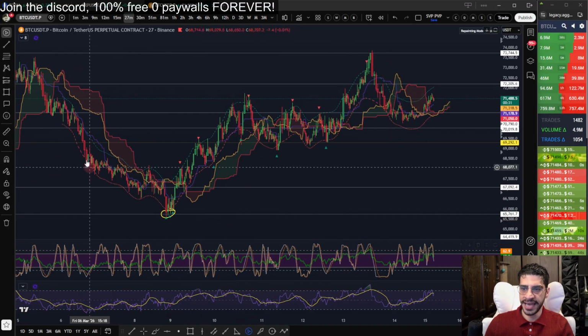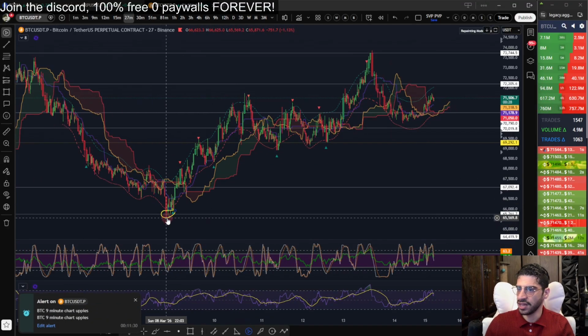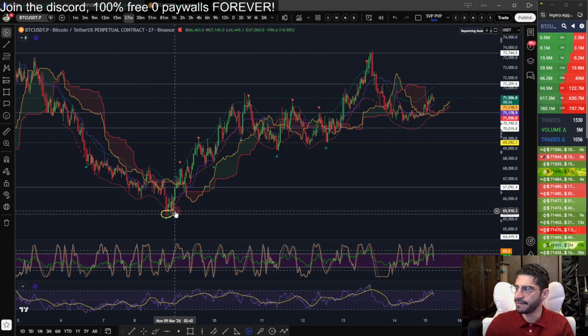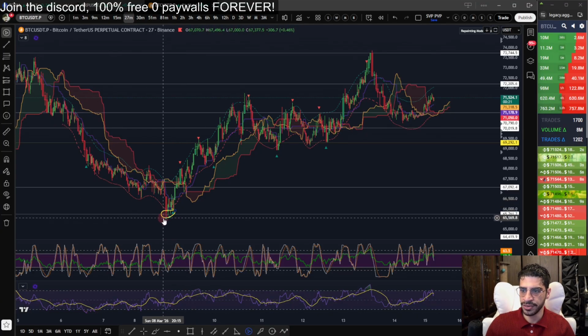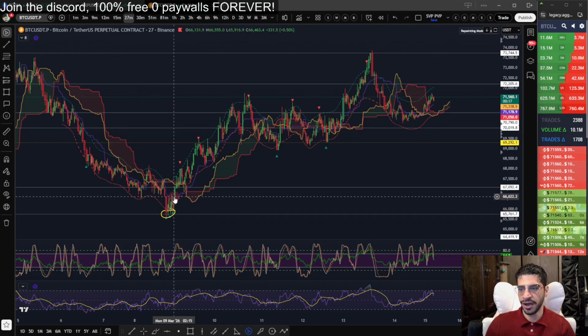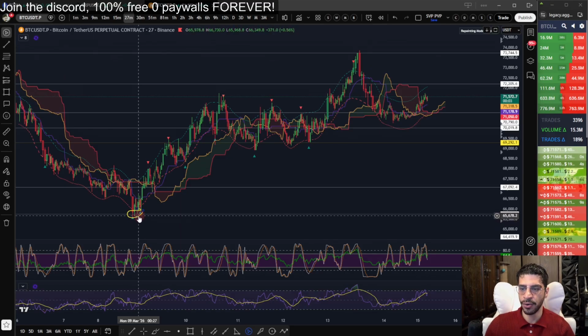So let's just say I was able to catch this long right here around 65.6 and I wanted to ride it up. There is a bull div that formed right there. I would definitely try to long it right there. So let's say I jumped in and it's starting to go up. One of the ways I know how we're going to go up is if we regain the baseline.